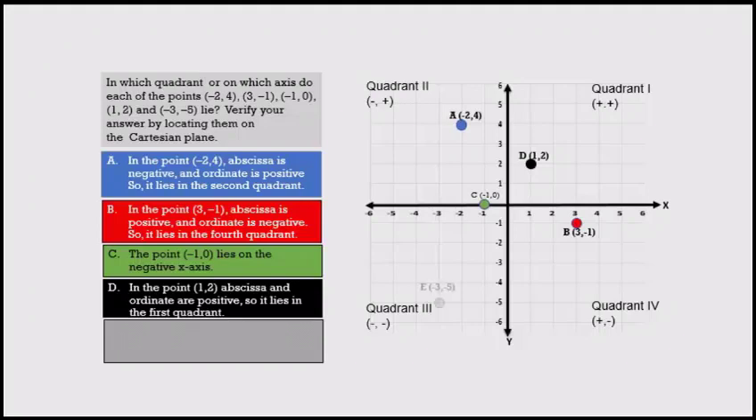Next is (-3, -5). Both are negative. And we know that in the third quadrant both abscissa and ordinate are negative. So the point (-3, -5) lies in the third quadrant.